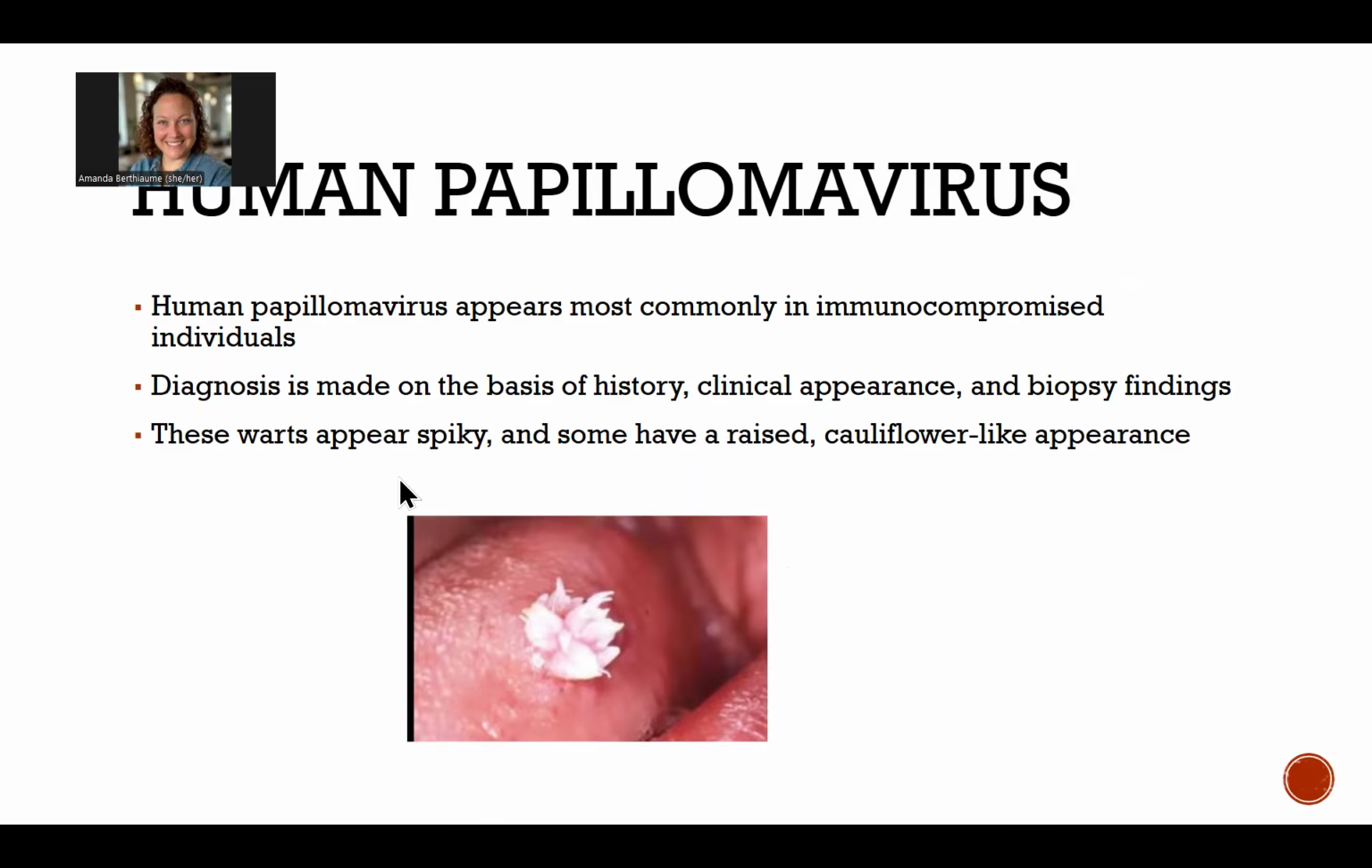HPV again appears so commonly, especially in immunocompromised people. You can see it here. This is HPV on the tongue. This is the lateral border of the tongue. It's got long finger-like projections. It almost looks like a wart. It's spiky. It might look like cauliflower. I've seen this on the tongue. I've seen this on the roof of the mouth. As soon as I see this, I know exactly what it is. They need to go have it biopsied. And when they biopsy, they'll try to remove the whole thing. But this is HPV.